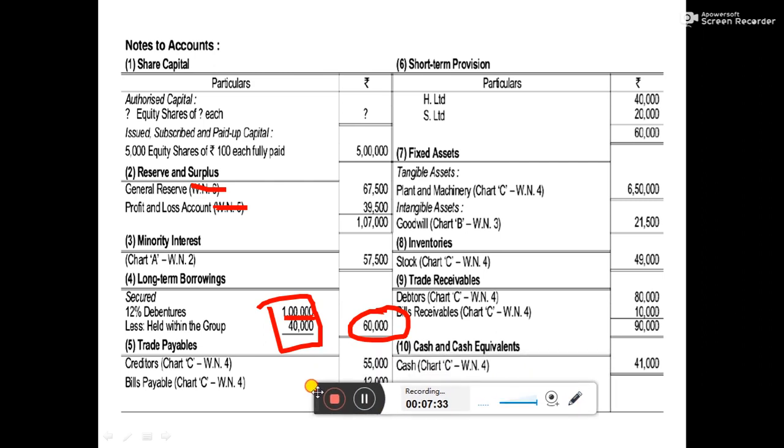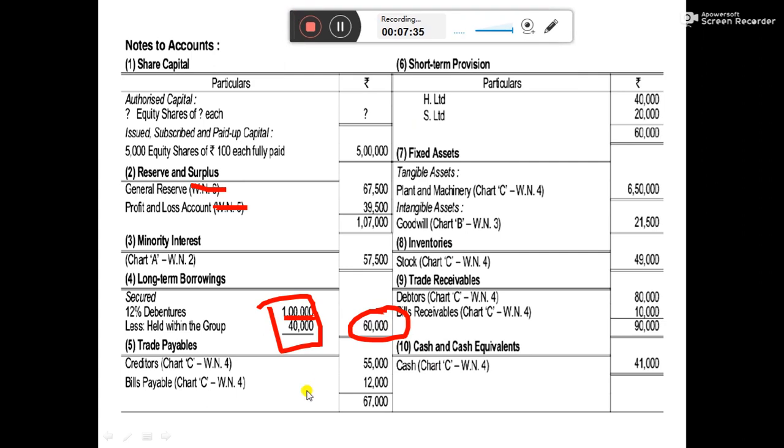So please keep in mind that whenever the debenture question comes, in long-term borrowing, you have to give effect. Out of this 1,40,000 is being held by H Limited. Therefore, it is intercompany. Only the balance amount will come. Remaining working notes, we will discuss that now. So let us start with the working note.